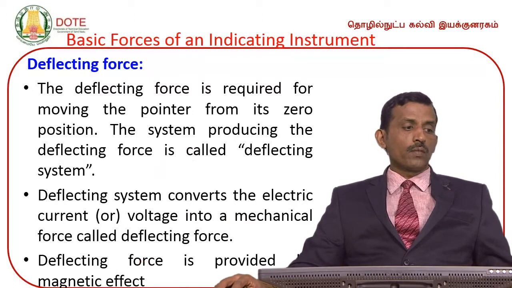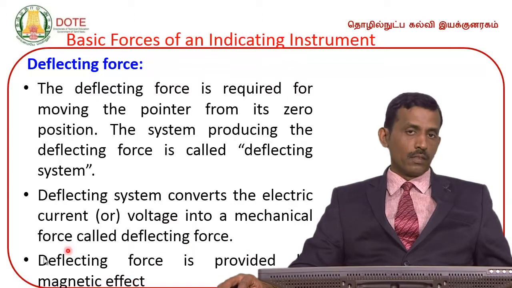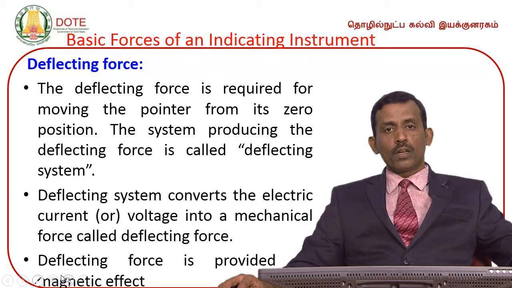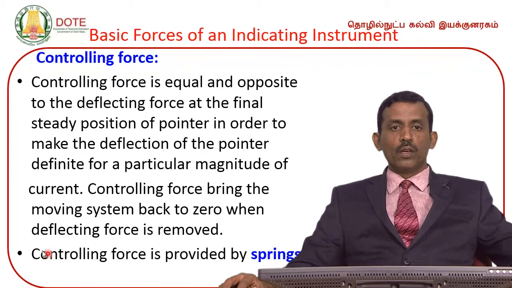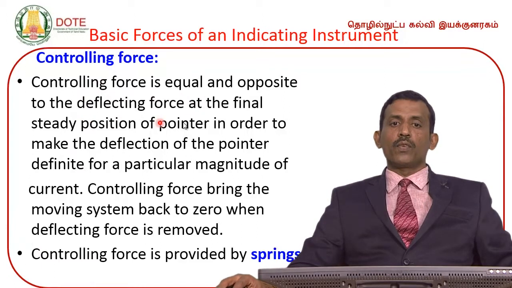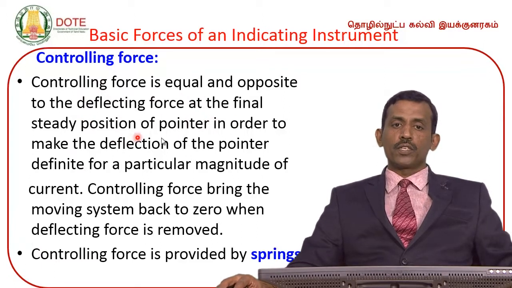Right? So deflection force is mostly created in the instrument using the magnetic effect, right? So we know naturally same pole repulse the deflection force. So controlling force is equal and opposite to the deflecting force at the final steady position of the pointer.